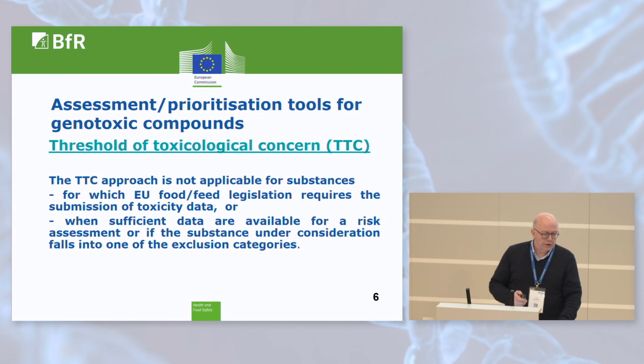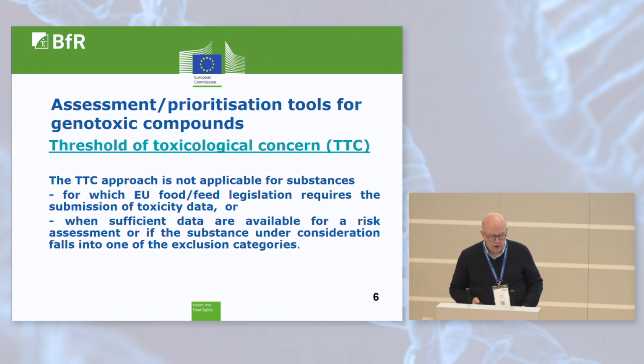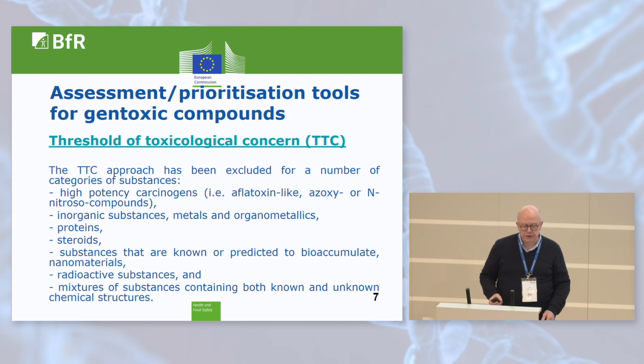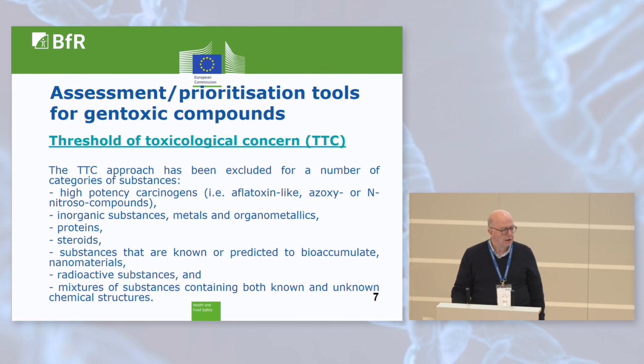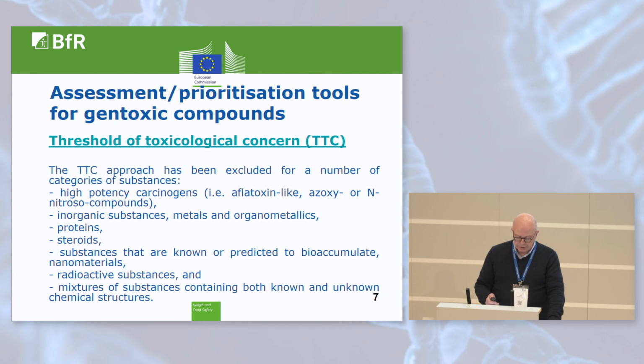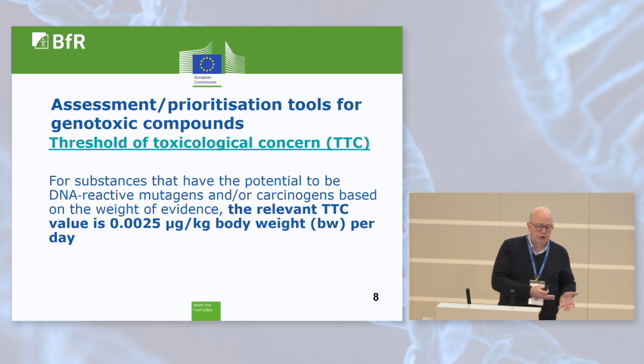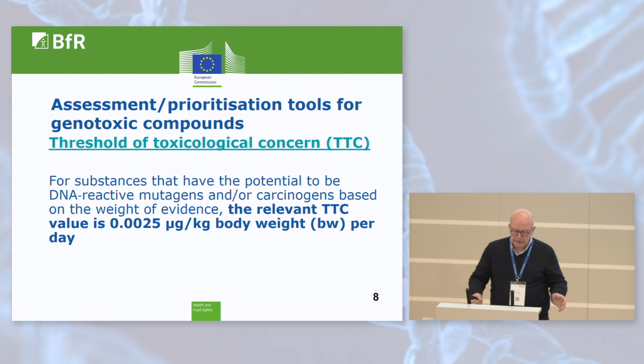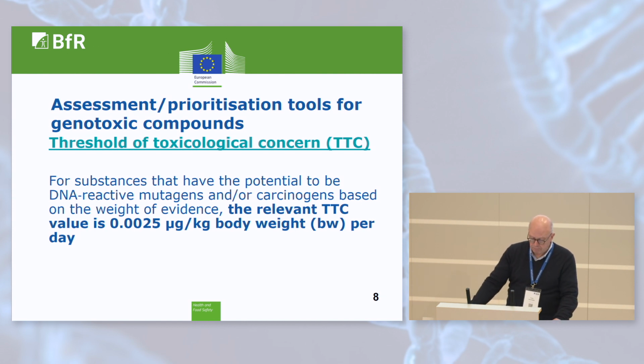And of course, it is also not applicable for a number of substances which fall under these categories: high potency carcinogens, a number of inorganic substances, proteins, steroids, substances that are known or predicted to bioaccumulate, nanomaterials, radioactive materials, and also mixtures of substances which contain both known and unknown chemical structure. So for substances that have the potential to be DNA reactive mutagens and/or carcinogens, based on the weight of evidence, the relevant threshold of toxicological concern is in fact 2.5 nanogram per kilogram body weight.